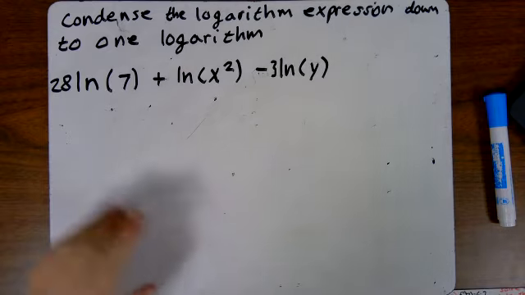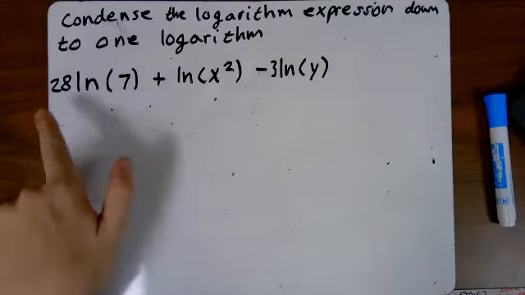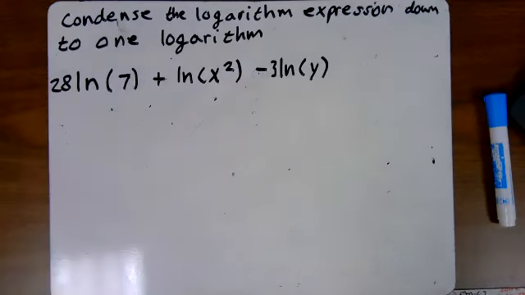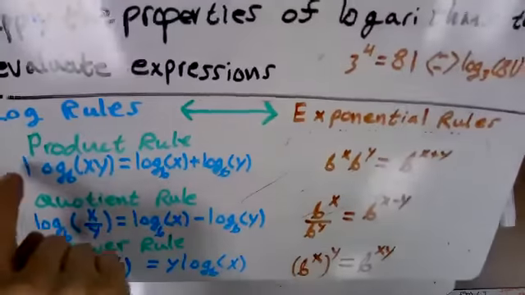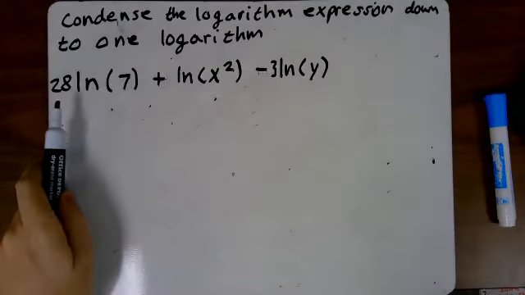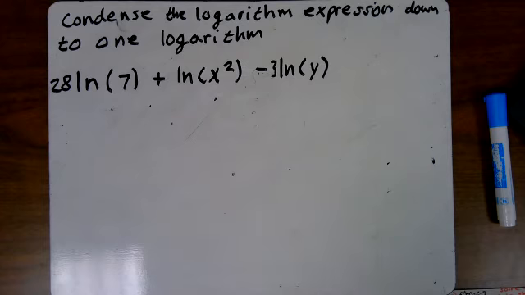Okay, anyway, so from here, the first thing to note, if we want to condense this down, these rules only work when there's no coefficient. There needs to be nothing in front of each of these logs, which means that we need to start by using the power rules to move these powers inside the logs.